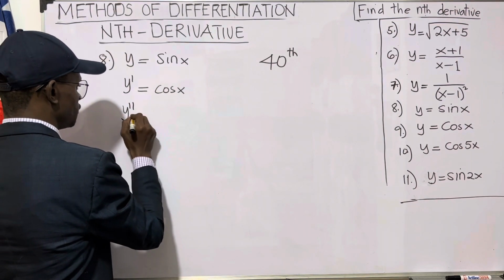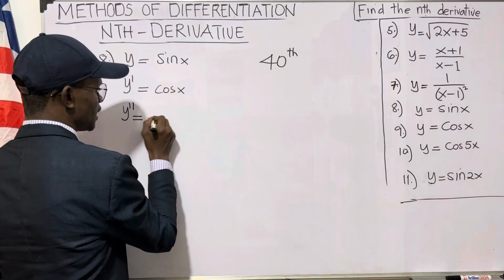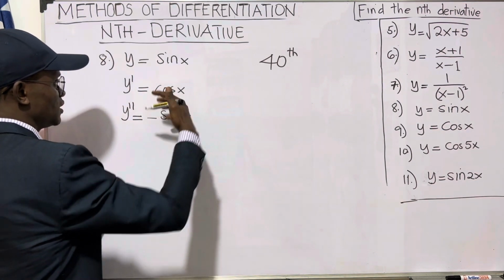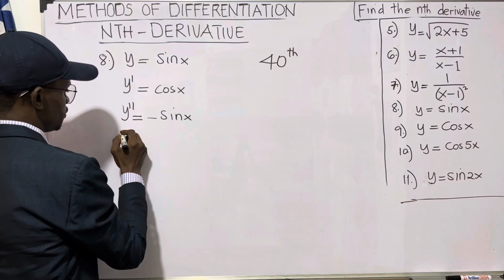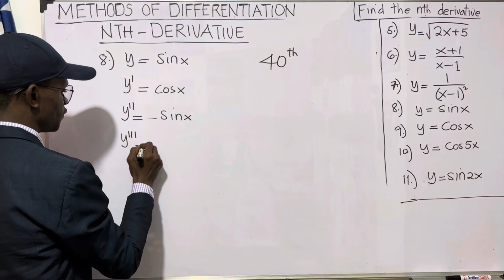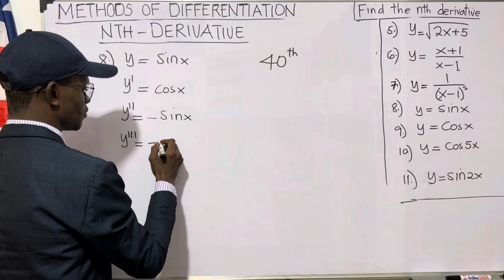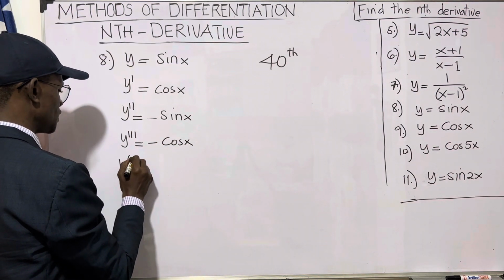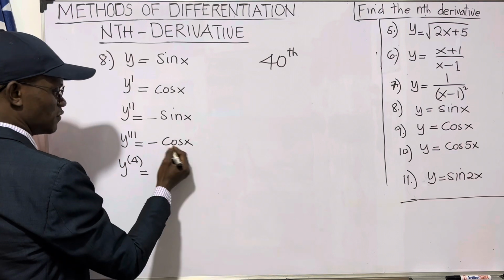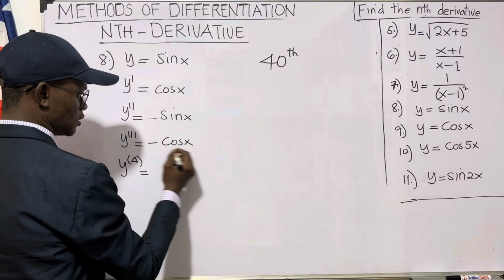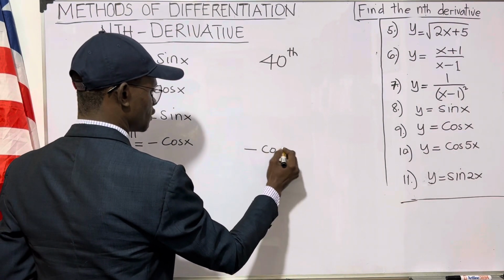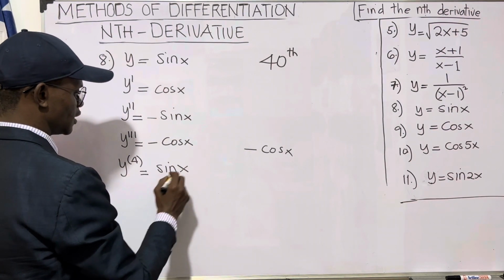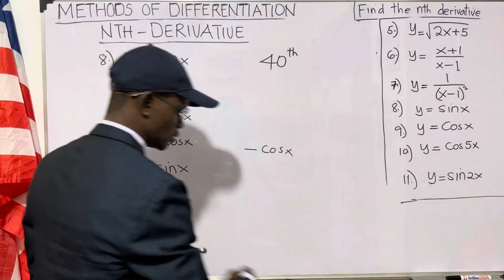The second derivative, the derivative of cos of x, is negative sine of x, right? So you see, it is just coming, going, coming, going. The third derivative, we know, is negative cos of x. And then the fourth derivative, the derivative of negative cos of x, is negative times negative, which is positive. So the fourth derivative is sine of x.